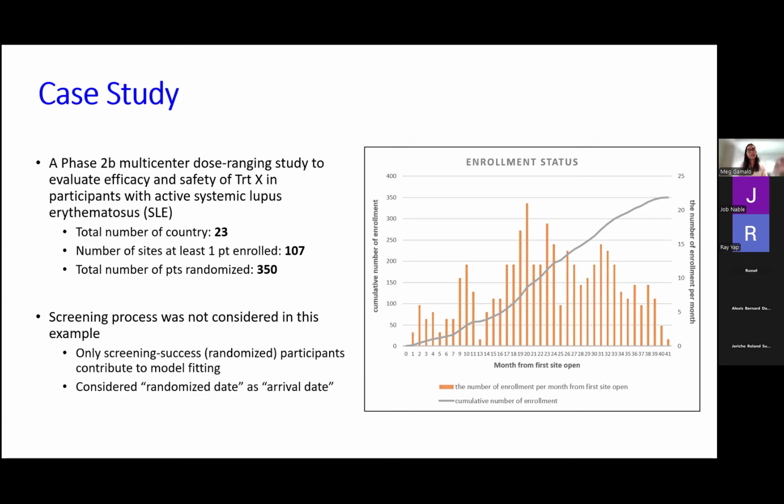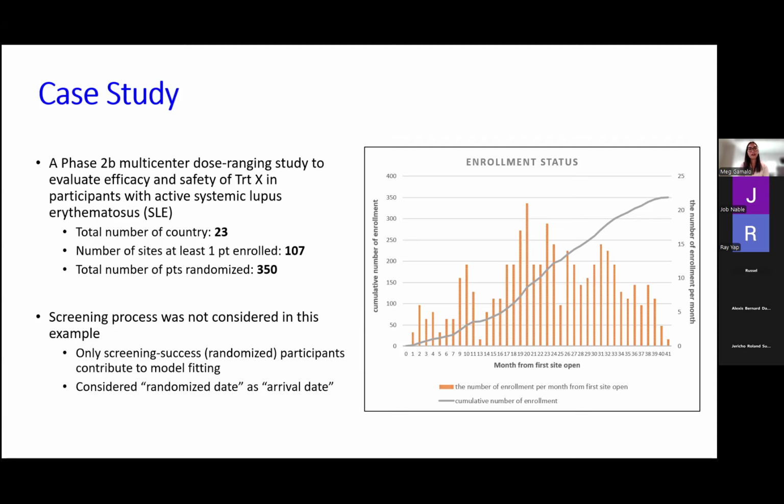So in this particular phase 2 trial, again, this is still phase 2, not yet phase 3, we have 23 countries in total. We have 107 sites with at least one patient. So you can already see that this is a global endeavor, and it's really very complex, of course, because there are multiple sites. And the total number of patients randomized is 350. That is what we wanted.